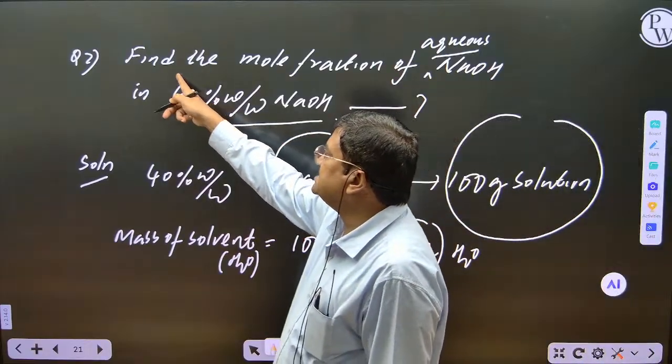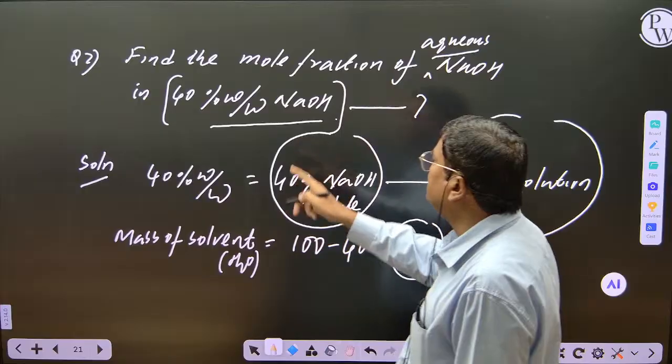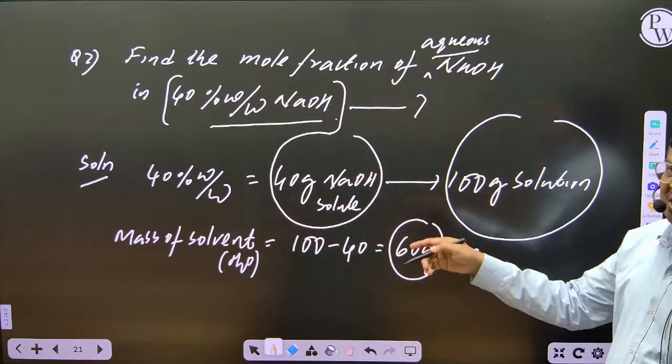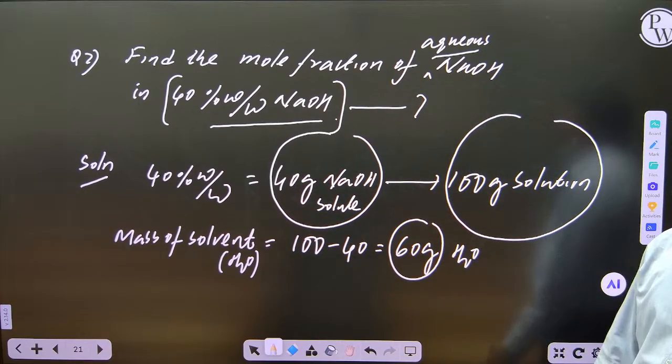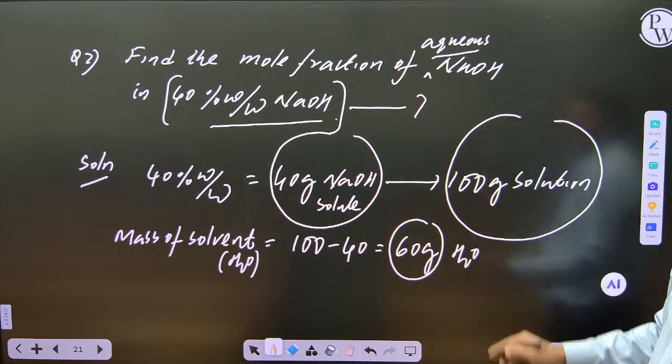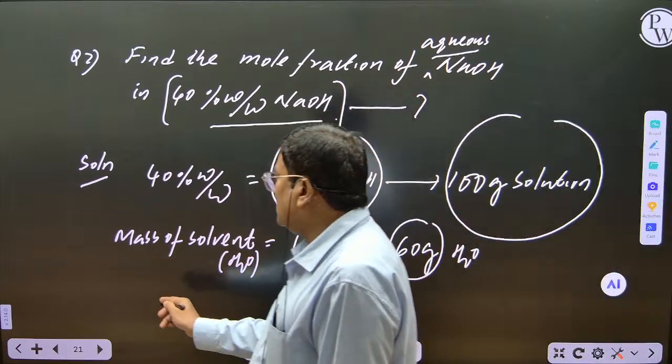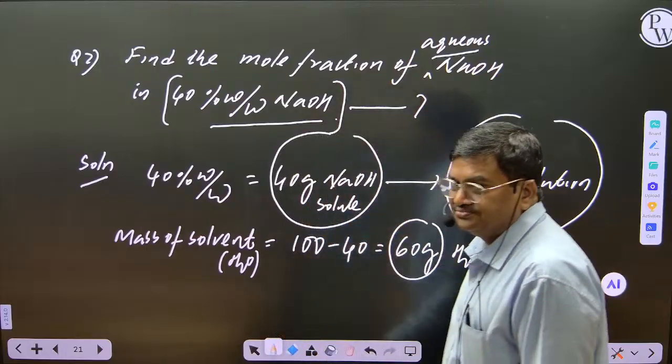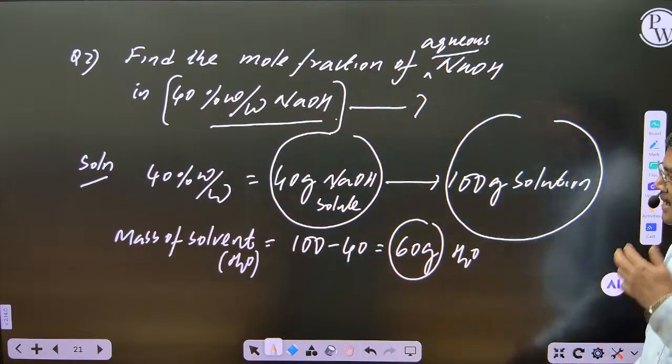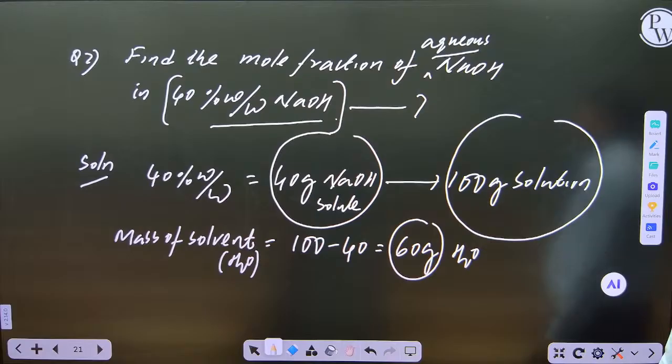In the exam, they will represent this type of notation, so you have to understand what 40% W by W means. Now I know the mass of solute and the mass of solvent. The question is asking the mole fraction of caustic soda. Copy it up to here. I give you time to think over how you get the mole fraction of NaOH.